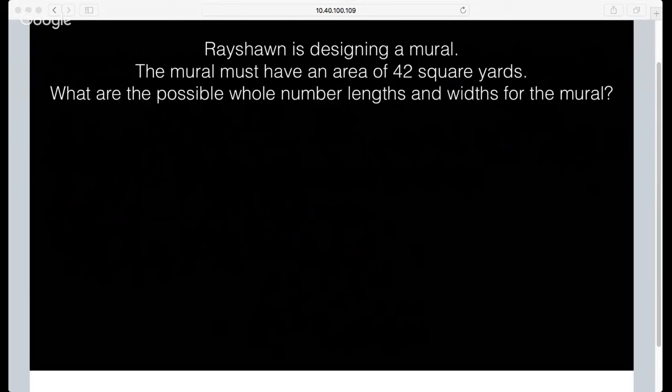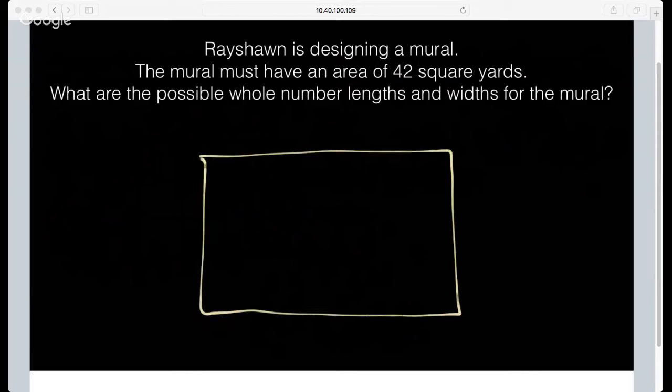But let's take a look at this next problem. Okay, Ray Sean is designing a mural. The mural must have an area of 42 square yards. What are the possible whole number lengths and widths of this mural? So, a similar type of problem. We have some shape. It's just a mural, so we don't really know what the shape is, and that's okay. We do know that it has 42 square yards, so that would be 42 squares inside of here made up by 1 yard.